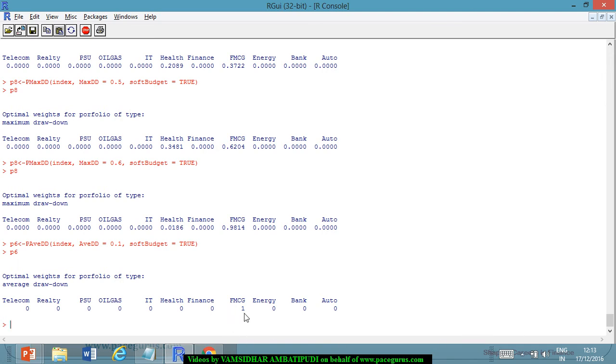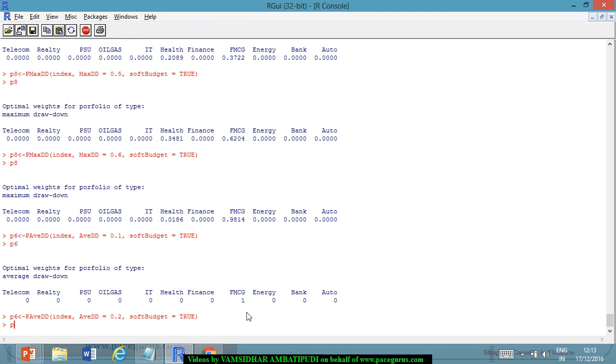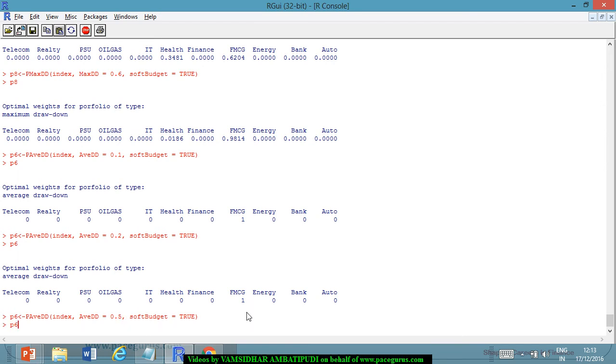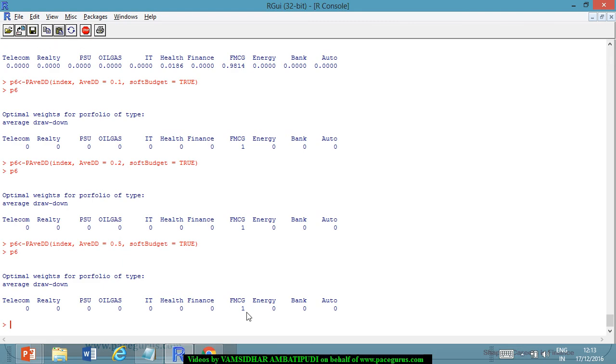So where the average drawdown cannot be more than 10%, it is saying you invest everything in FMCG only. 100% of your investment should be in FMCG. Even if you set any kind of average drawdown constraint, in that case also it's only FMCG. So when I'm going with an average drawdown constraint, it's very much possible that it would select one sector where the possibility of the loss is much lesser. So in this case also you see it's the FMCG sector that is being selected.